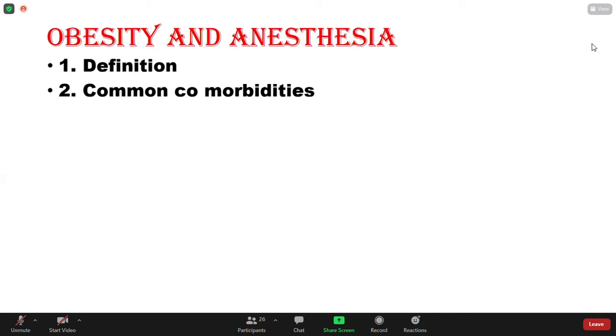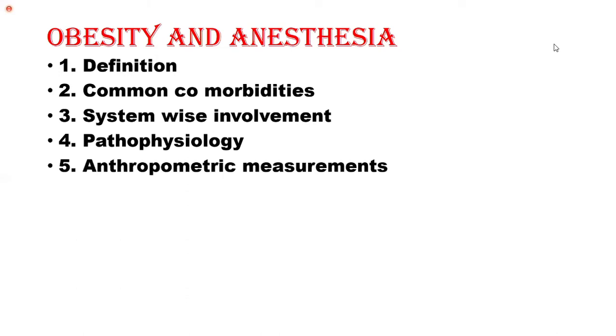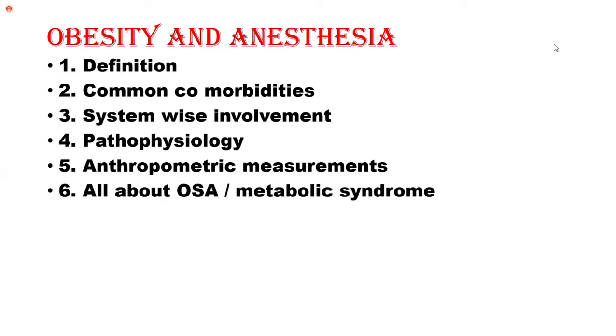So we start with obesity and anesthesia. Overview of this is first, how do you define obesity? Common comorbidities that you see in obesity. What are all the system-wise involvement because of obesity? What is the pathophysiology? What are the anthropometric measures you do for defining obesity? And all about OSA and metabolic syndrome.